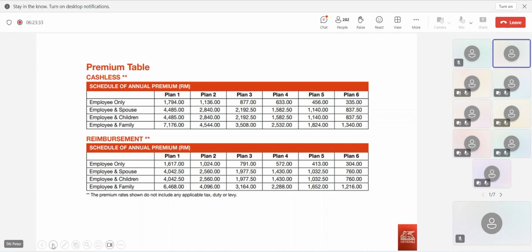Then this is the premium table. Okay, premium table. We cover employee only, employee plus spouse, employee plus children, and employee plus family. People ask me, why do we differentiate between employee and spouse, employee and children? Okay, the reason being like this: certain spouses have their own office or work in a separate company. So for that particular spouse, their company covers them only and not their children. So basically, if that is the situation, then you should buy the employee and children.